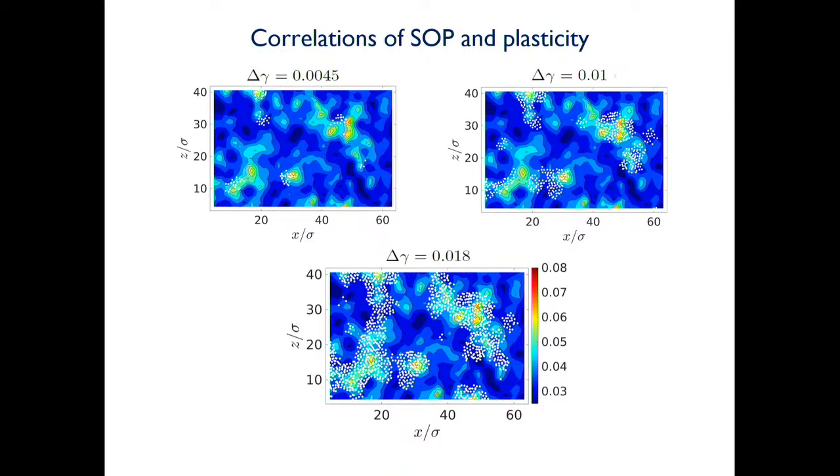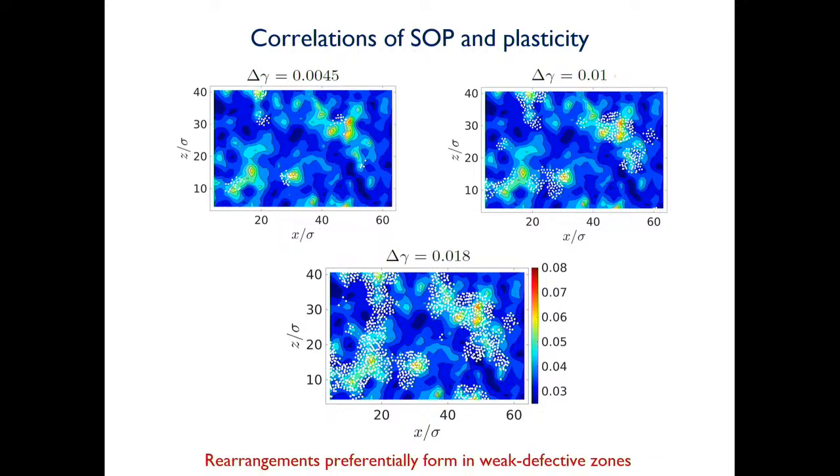What is shown here is we take a reference configuration, and we compute once again the softness order parameter for the system, and that is the contour here. Then we strain the system with respect to that reference configuration, and we pick out only those particles that are rearranging. The white dots are the particles that are rearranging. As we progressively strain the system to larger and larger strains, more and more particles are rearranging or showing plastic behavior, and they seem to pop up in the region where the order parameter or the softness is large.